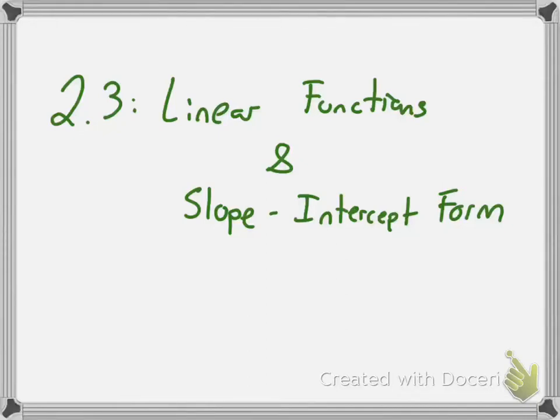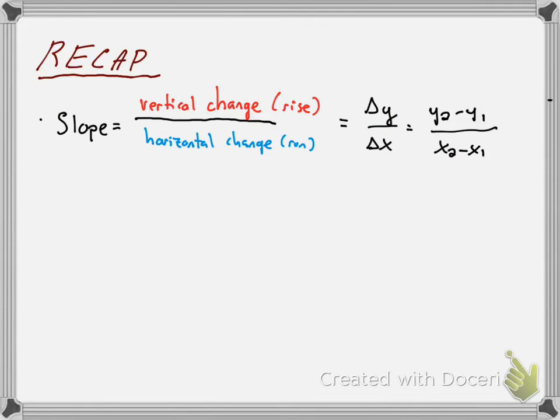In section 2.3, we're going to talk about linear functions and slope-intercept form. Just to recap, slope is your vertical change over your horizontal change between two coordinates. You also may have called this your rise over run, your change in y over your change in x, and specifically you've probably seen a formula like this in Algebra 1, y2 minus y1 over x2 minus x1.